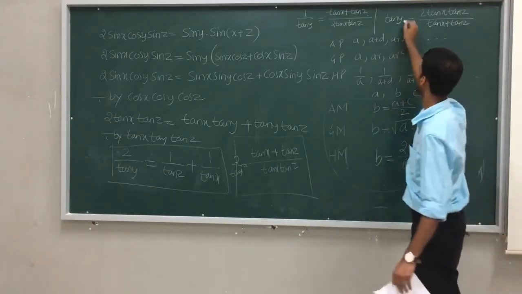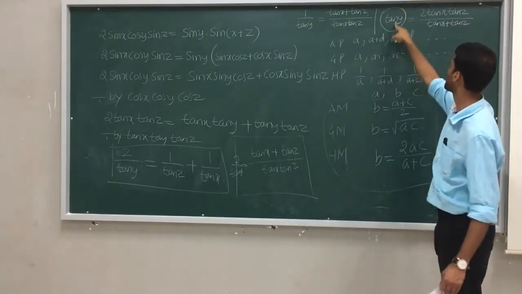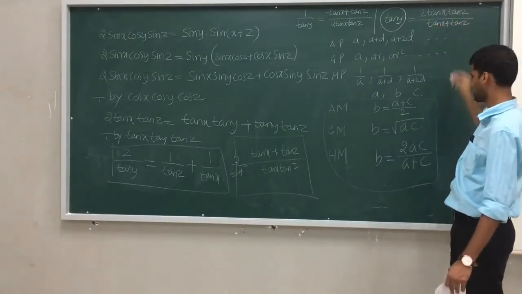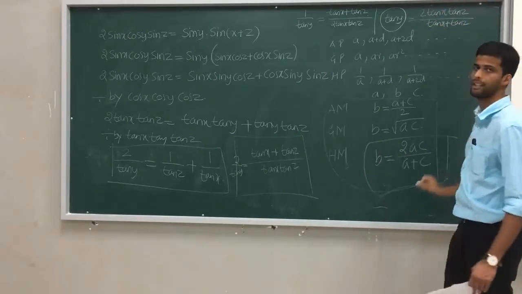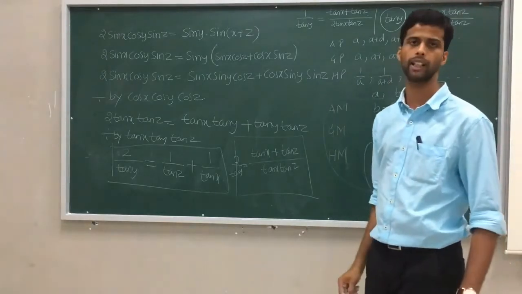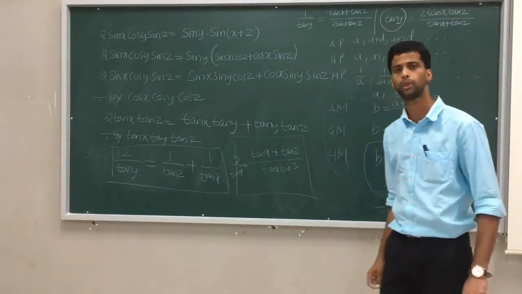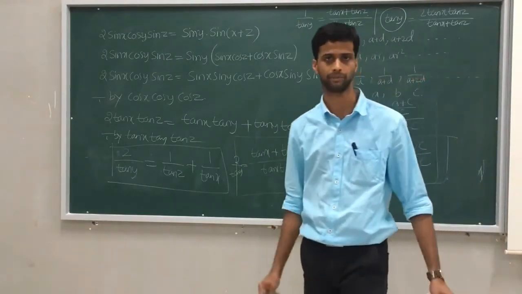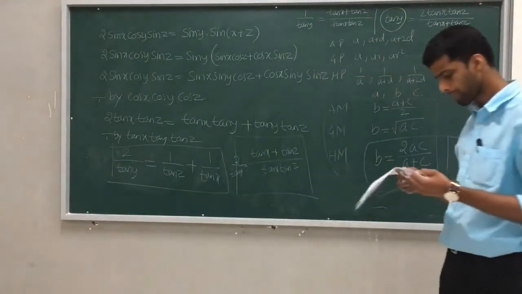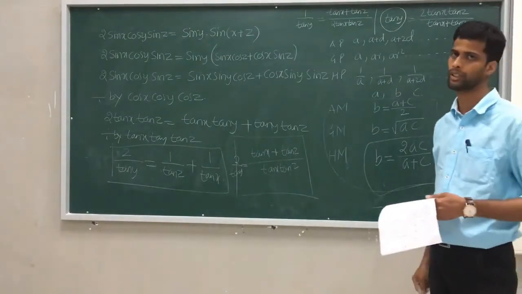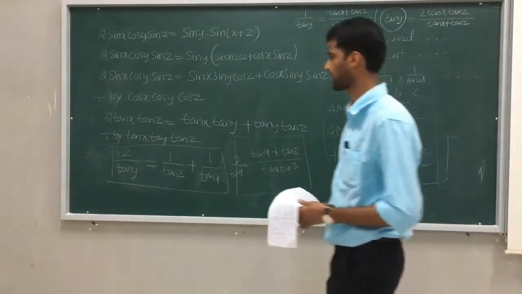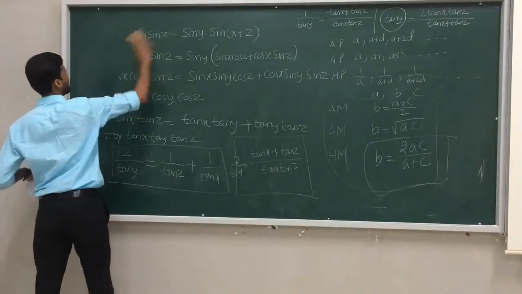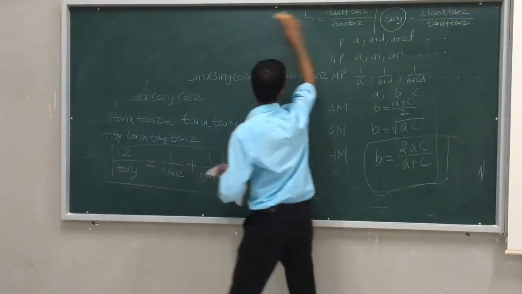It looks like B equals 2AC upon A plus C, which means the third criterion. So tan x, tan y, tan z are in harmonic progression because it satisfies the harmonic mean. So option C is the right answer for this question. Just take care of this newer concept. You have already studied it, it's not an issue. Just go through it.